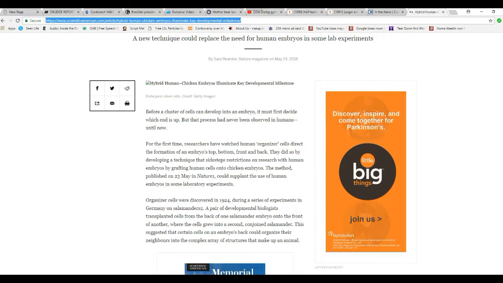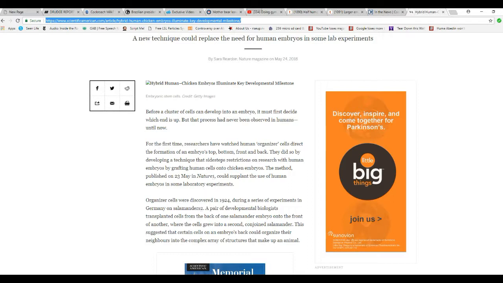First time researchers have watched human organizer cells direct formation of an embryo's top, bottom, front, and back. They did so by developing a technique that sidesteps restrictions on research with human embryos, meaning they avoided the rules, by grafting human cells onto chicken embryos. The method published on 23 May in Nature could supplant the use of human embryos in some laboratory experiments.